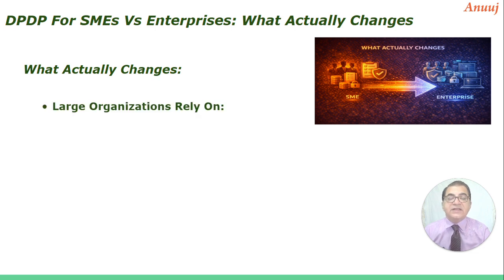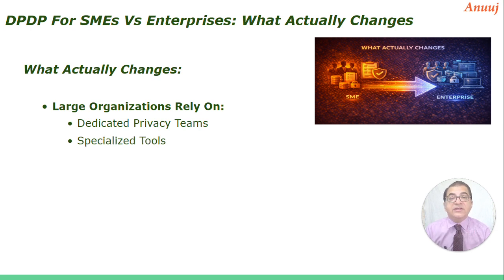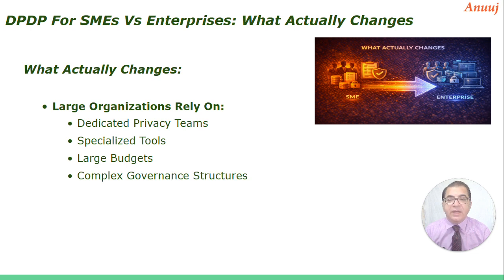What changes? Large organizations would rely on dedicated privacy teams. In-house DPOs, I know enterprises with multiple DPOs, and then a senior DPO or a global DPO. Specialized tools, they can buy those softwares easily. Large budgets, that's the best thing that enterprises have, and complex governance structures. So it is not restricted to one or two people, and I'm talking of international, maybe even Indian large companies, 5,000, 10,000 employees. So at least 5 to 10,000 PIIs internal.